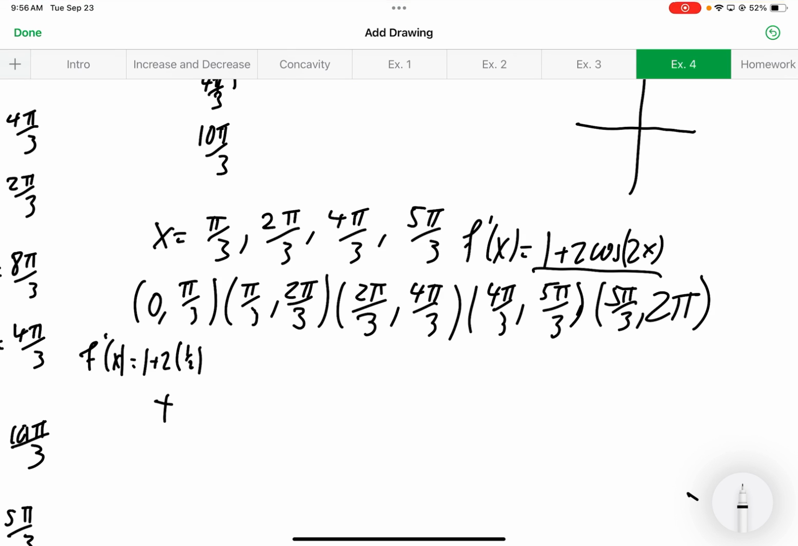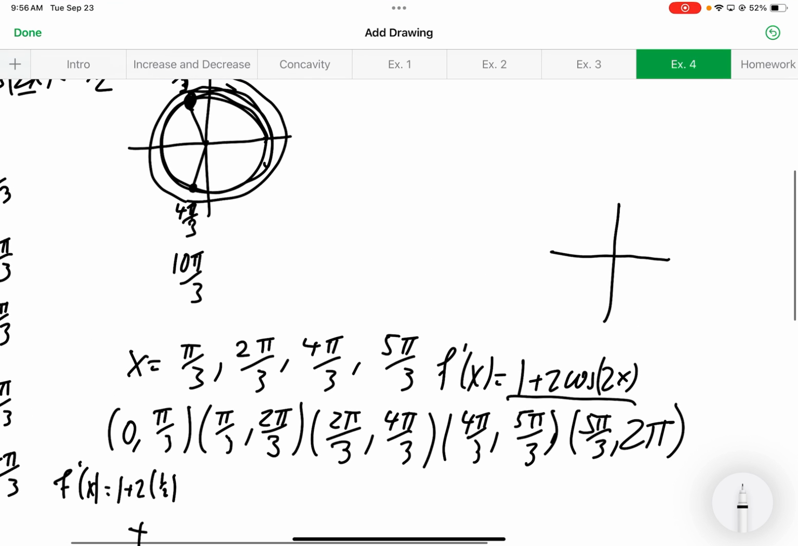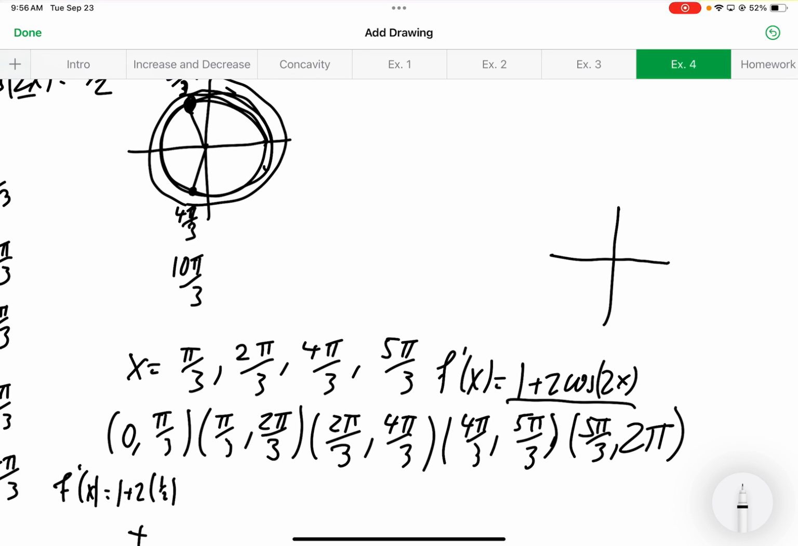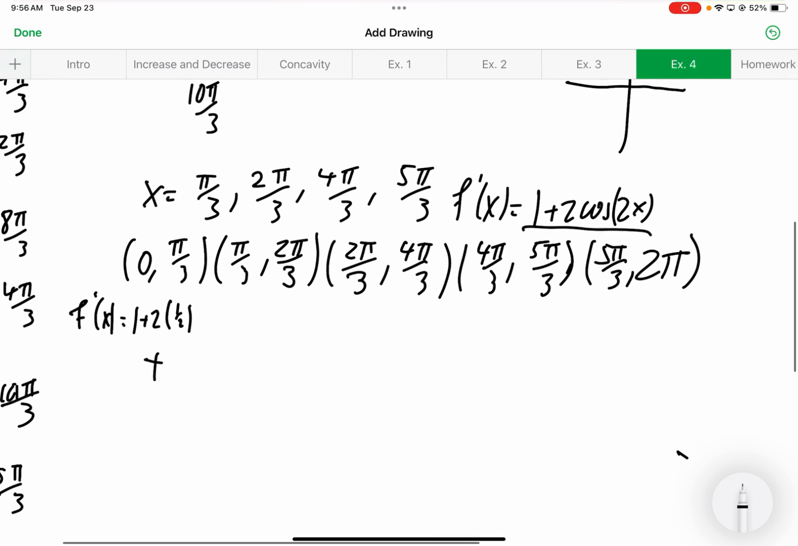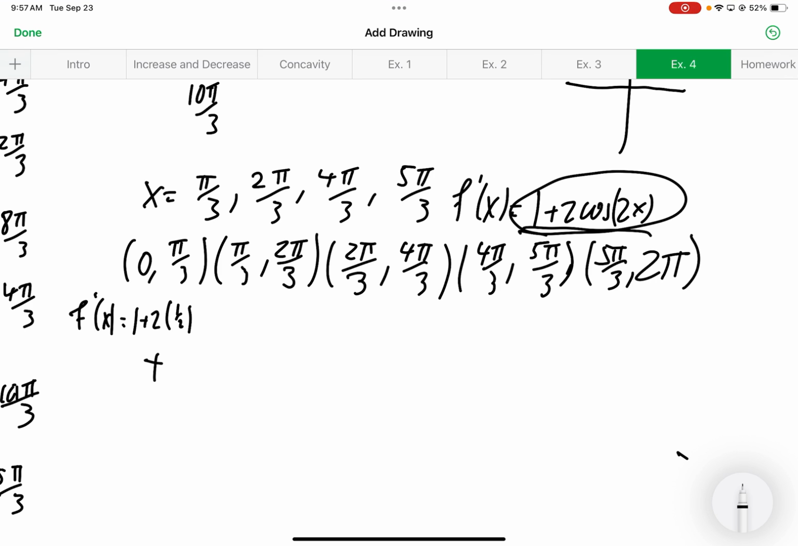Okay. What about between pi over 3 and 2 pi over 3? Pi over 2 is the only logical choice there. So if I plug in pi over 2, 2 times pi over 2 is pi. And you understand I'm plugging it in right here. That's why I'm getting these values. So 2 times pi over 2 is pi. What's cosine of pi? -1. So 1 plus 2 times -1. 2 times -1 would be -2, right? So 1 minus 2 would be -1. So I would get a negative output there.